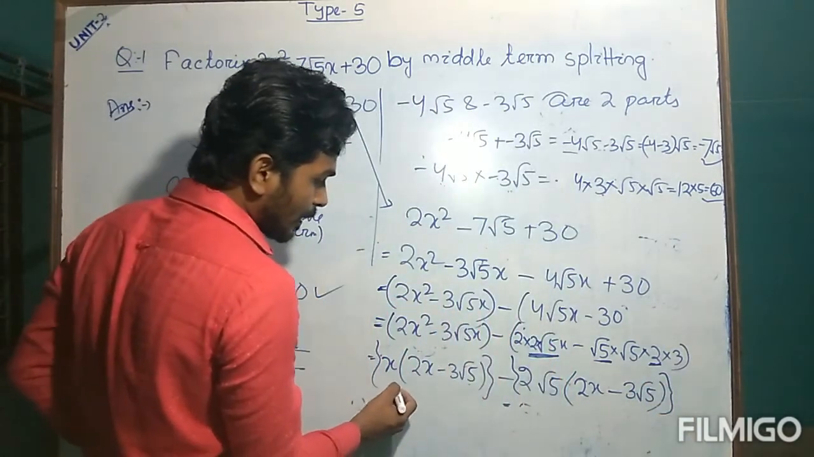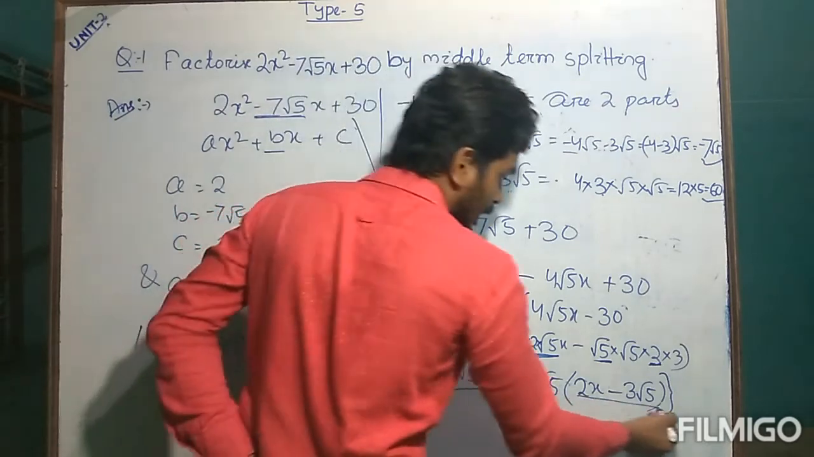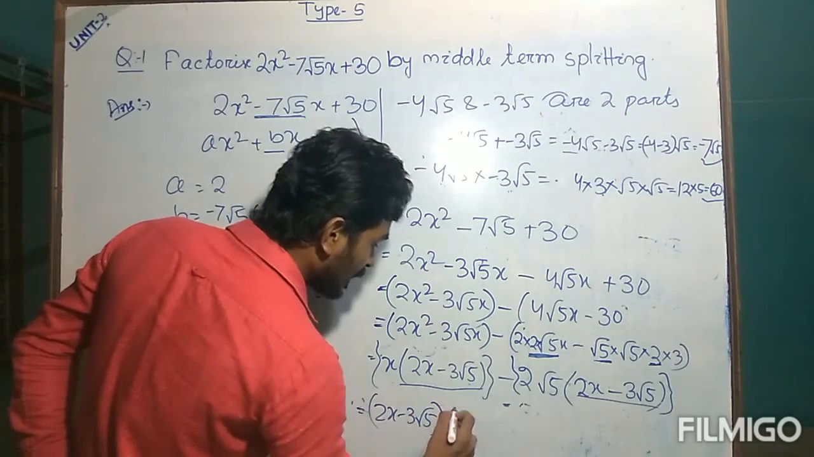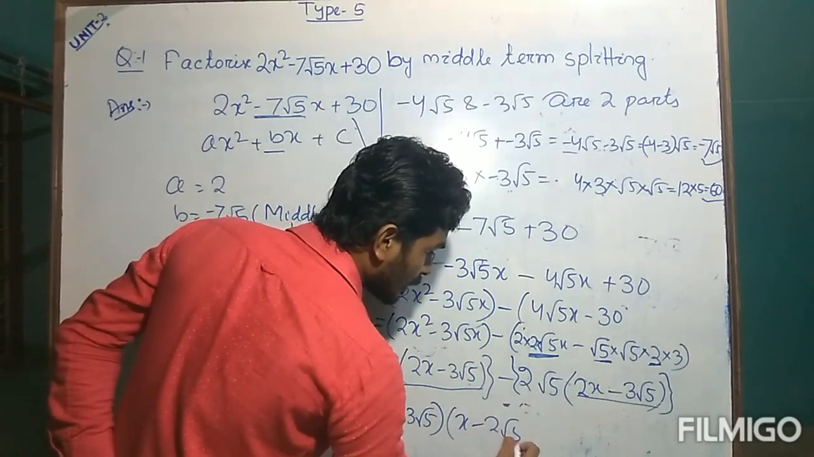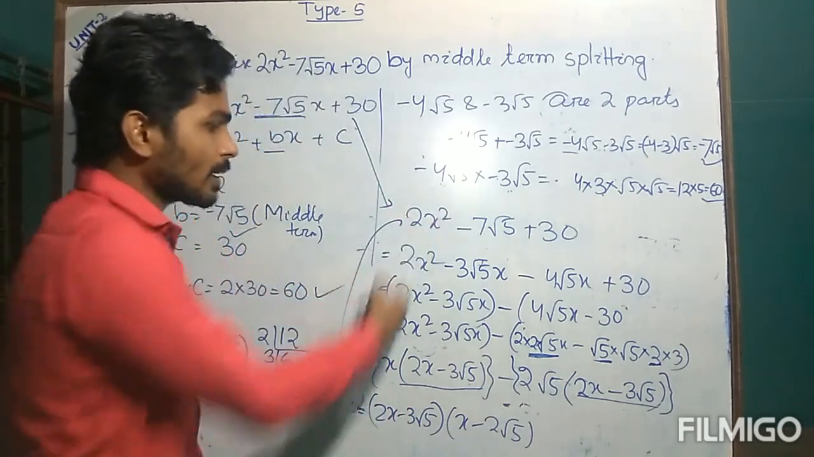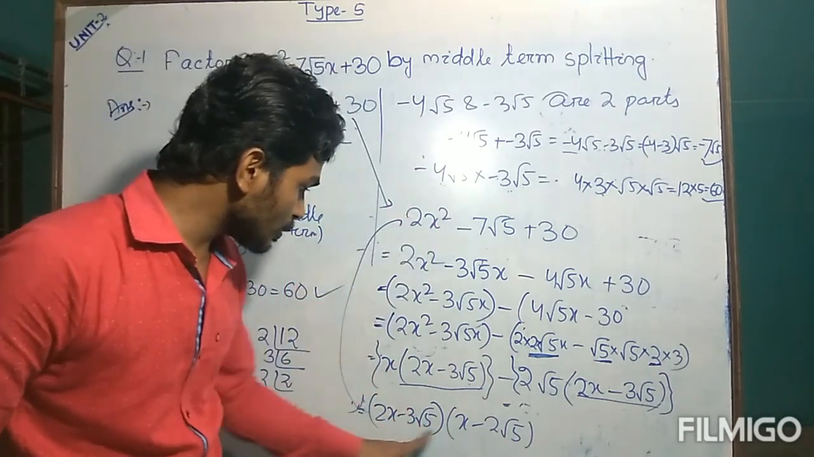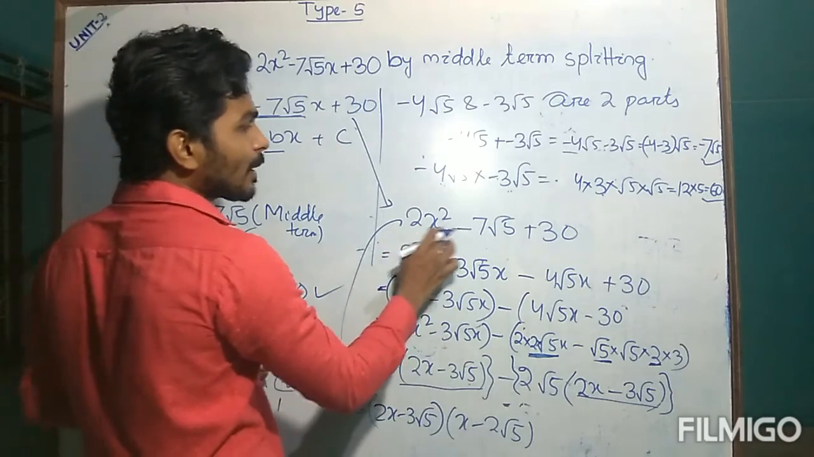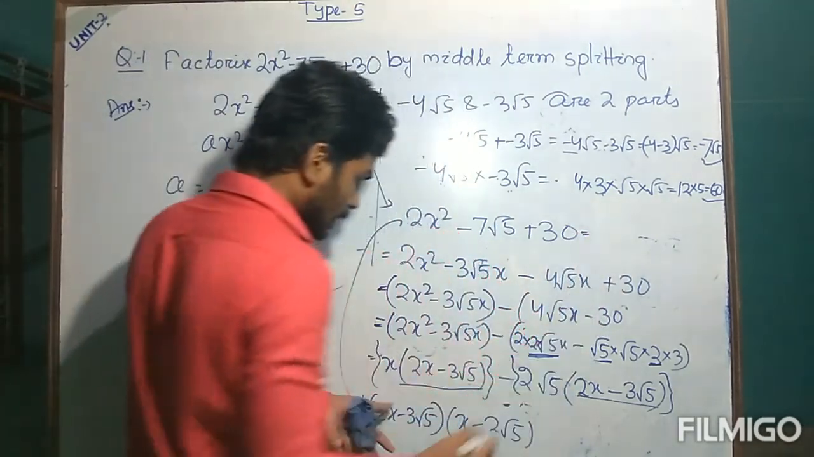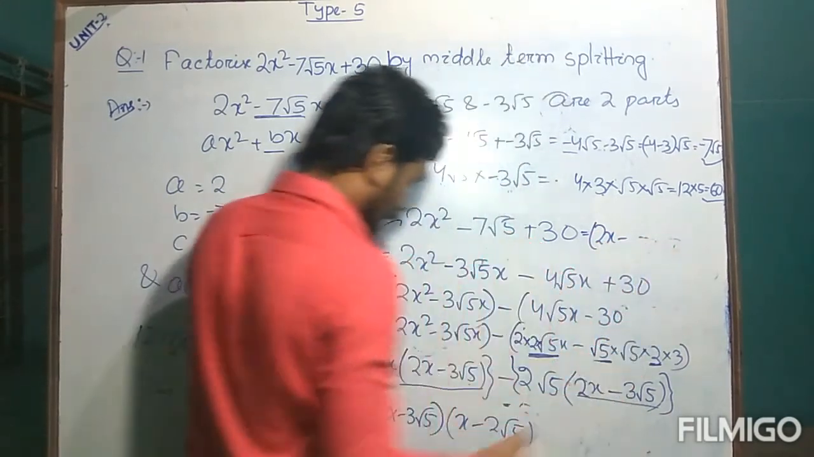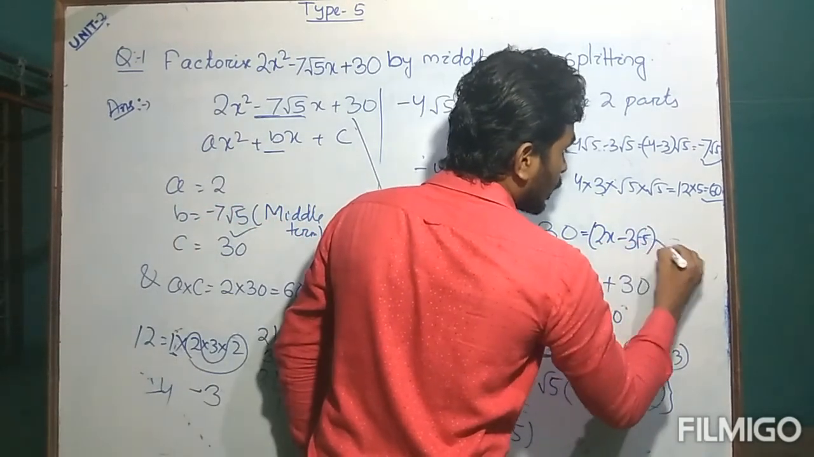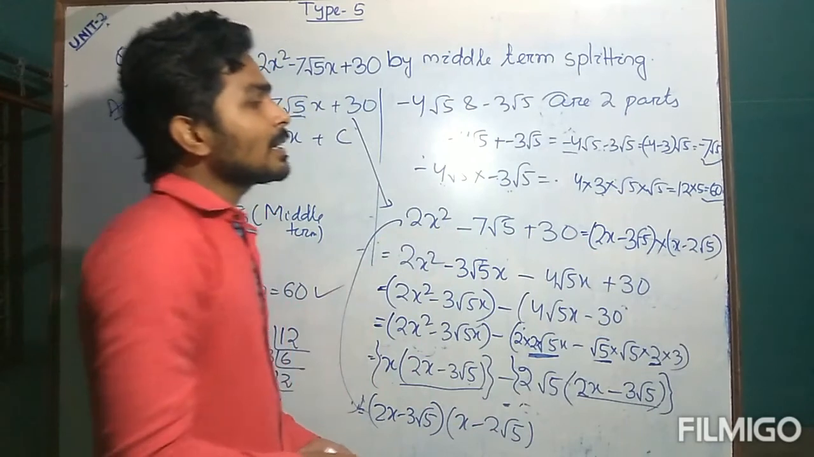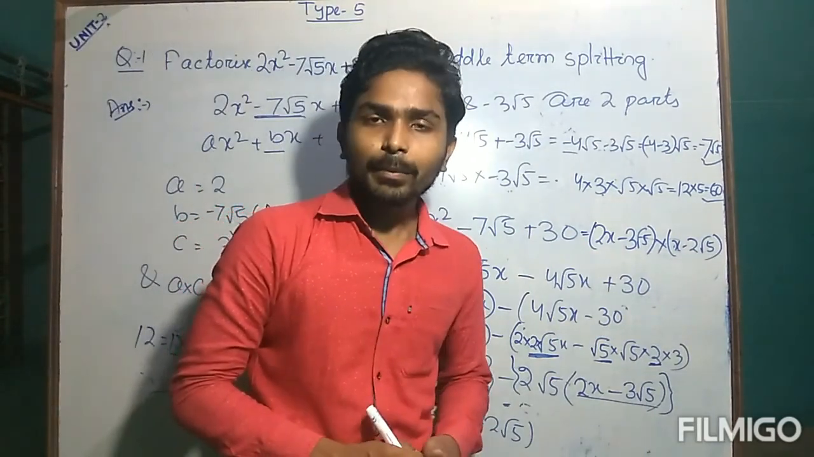Now you can see in the first term we have 2x minus 3 root 5. Here also 2x minus 3 root 5. That means you can take 2x minus 3 root 5 as common, and the remaining one will be x minus 2 root 5. So you can convert this quadratic polynomial into the product of two linear polynomials. Here you can see this is degree 1, this is degree 1. Hence you can write 2x square minus 7 root 5 x plus 30 is equal to 2x minus 3 root 5 whole into x minus 2 root 5. Okay, now it is clear. So these are the type 5 quadratic polynomials.